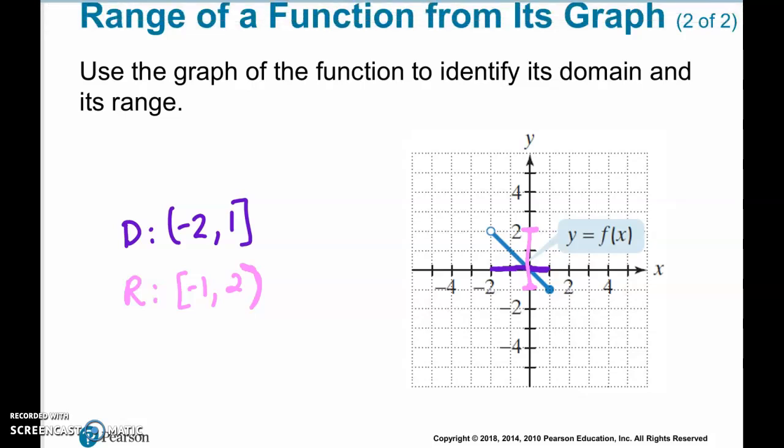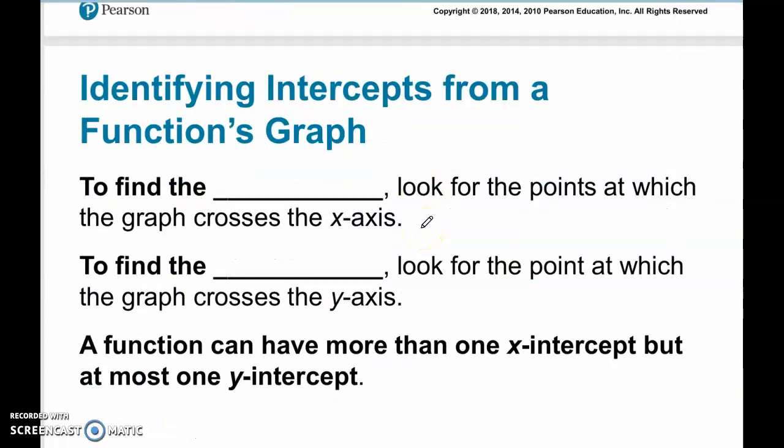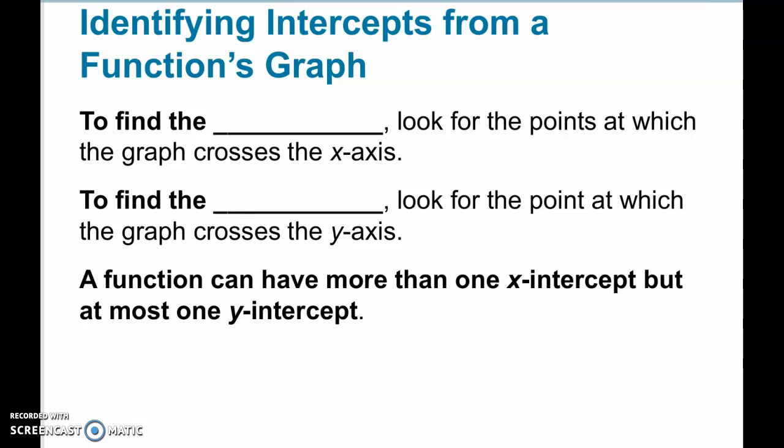And then the last part of this section, 1.2, deals with identifying the intercepts. So you can have where it crosses the x-axis is called the x-intercept. And to determine that from the graph, you're going to look at the point where it does cross. And the same thing for the y-intercept, you would look at the y-axis. A function can have more than one x-intercept, but at most it can have only one y-intercept.